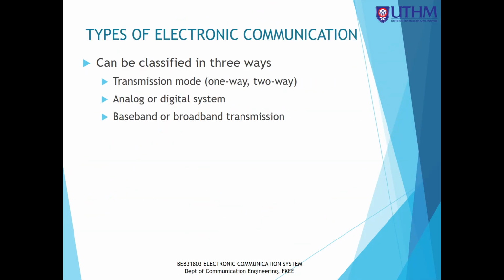Okay, and then types of electronic communications. Types of communications can be classified in three ways. We can classify the communication system in terms of transmission mode, in terms of analog or digital, and in terms of baseband or broadband transmission. So macam mana kita nak classify electronic communication system? Ada tiga cara, dari segi transmission mode, dari segi analog or digital, or in terms of baseband or broadband transmission. So let's look at the first one, transmission mode.